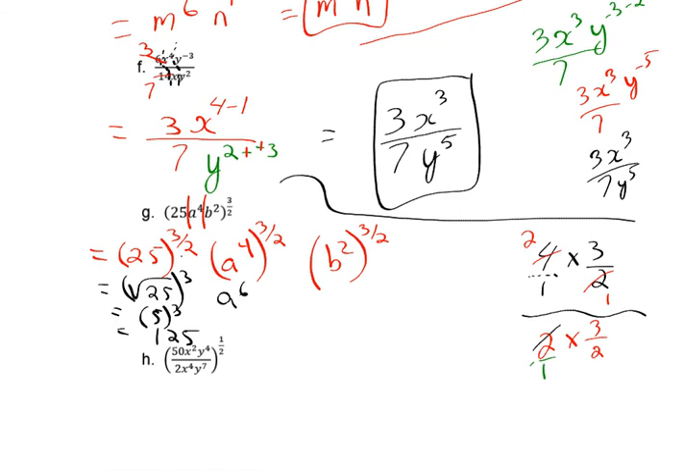But I could divide 2 divided by 2. That goes to 1. And I'm left with 3. b to the 3. So we've got 125, a to the 6, b cubed as our final answer. Let me write it up over here so you can see it easier.